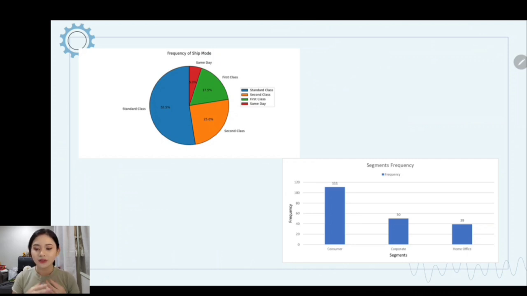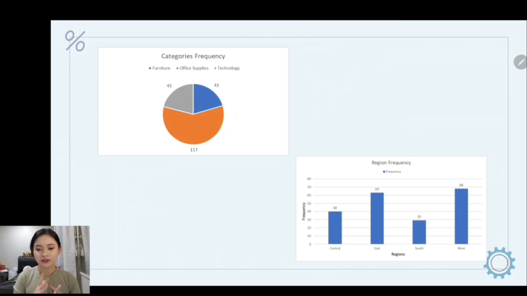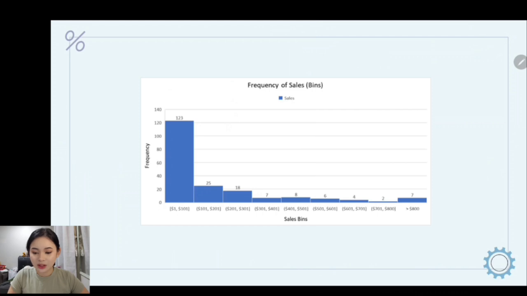Alright, on this next slide, the left side shows the frequencies of category, with office supplies at the top of the frequency at 117, and the lowest going to furniture at 41. On the right side is the frequency of region. The frequency in the west is much higher than in the south. East is second on the list, and central goes in the middle.